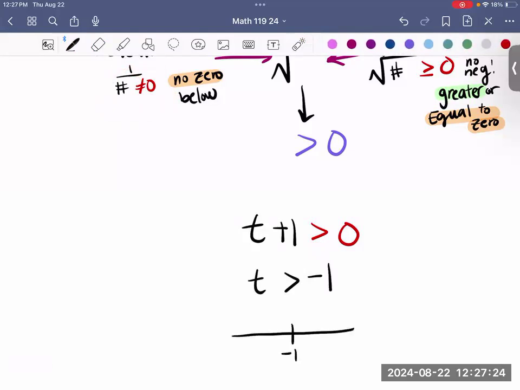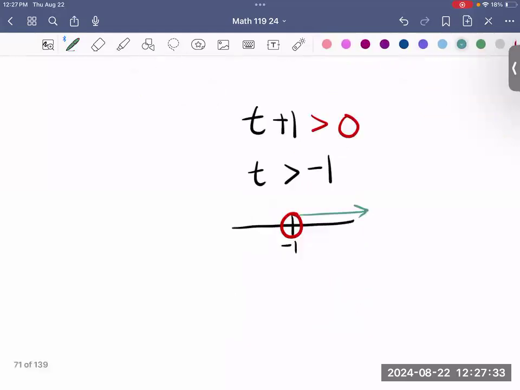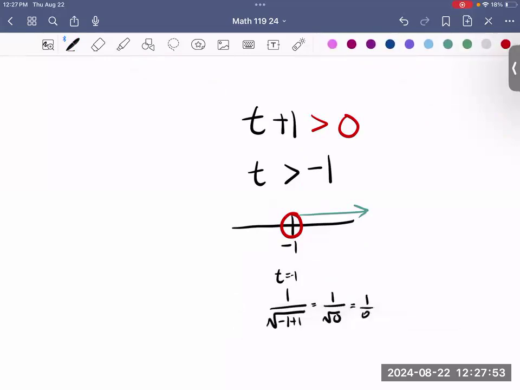And if you're confused at all, you can always plug in your response and see if the values around it are going to be correct or not. So for example, let's try it when t was -1. So if you have 1 over the square root of -1 plus 1, you have 1 over the square root of 0. So 1 over 0. Is that allowed? No. So -1 is not going to work.